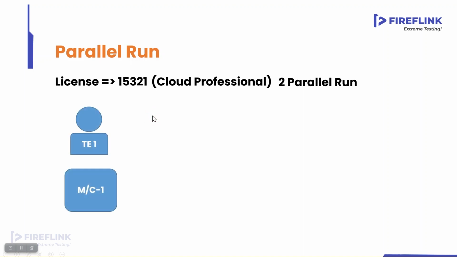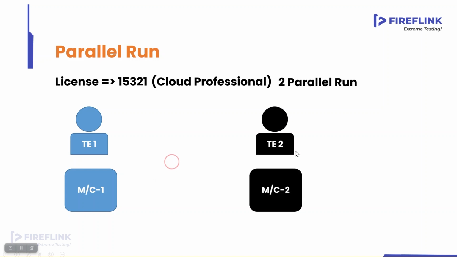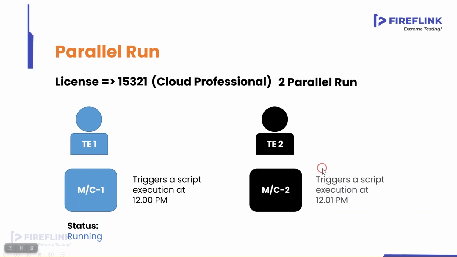Now, again, let's take the same scenario. Test engineer 1 is having his own machine and test engineer 2 is having his own machine. Now, test engineer 1 is executing the script by 12 p.m., right? What is the status he will be getting? He will be getting the status as running once the execution is triggered. Now, after some time, when the execution status is running for test engineer 1, if test engineer 2 is trying to trigger one more execution in the same license by 12:01, right? Now what happens, since this particular license is having two parallel runs, test engineer 2 also will be getting the status as running, because in this license they have two parallel runs. Two people can execute on different machines at the same time, right? Because they have two parallel runs.